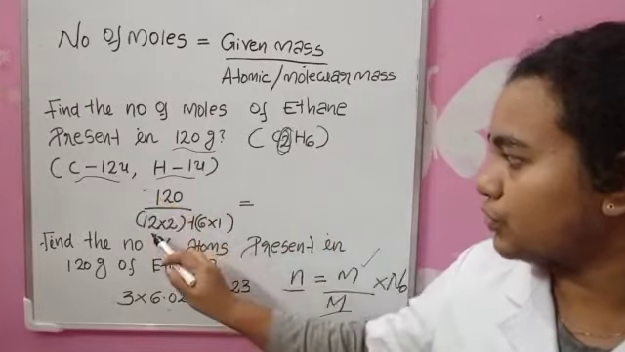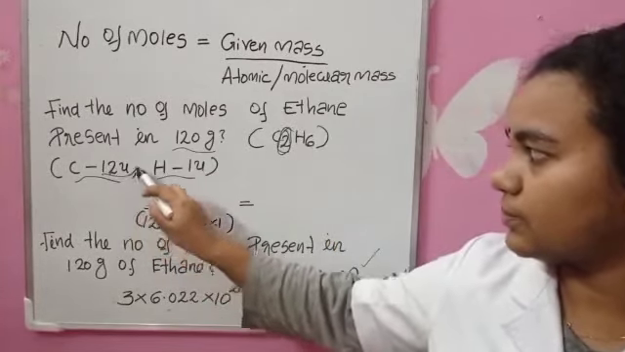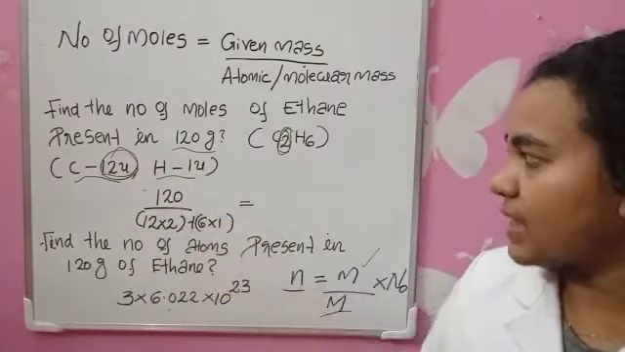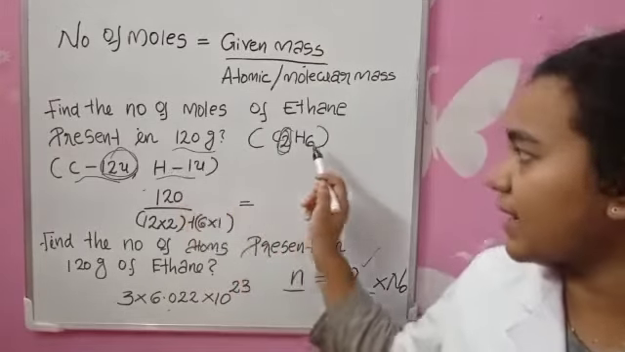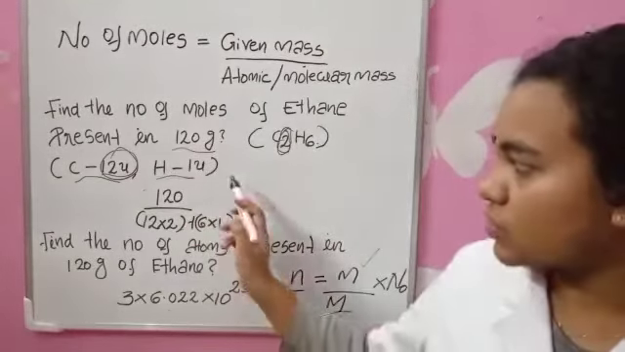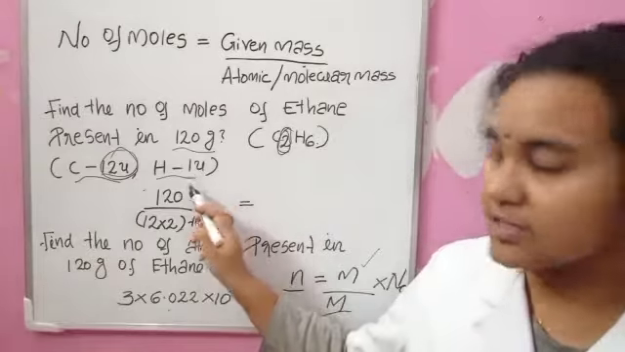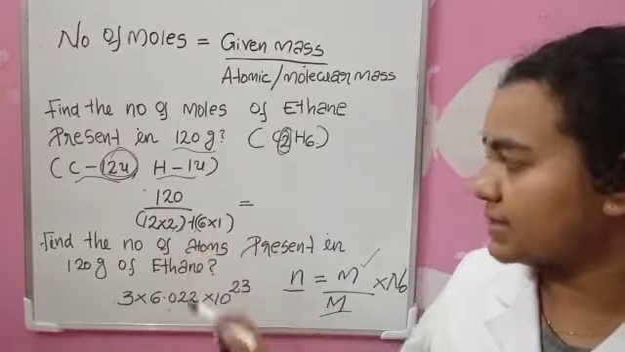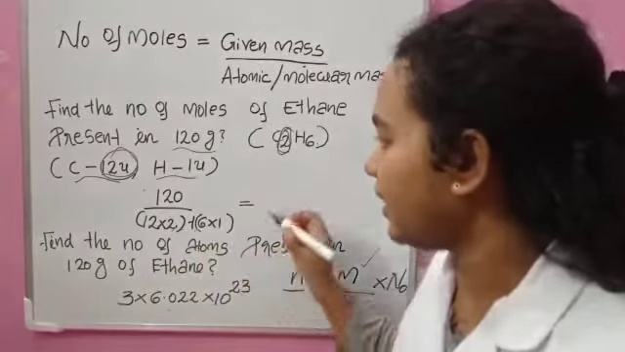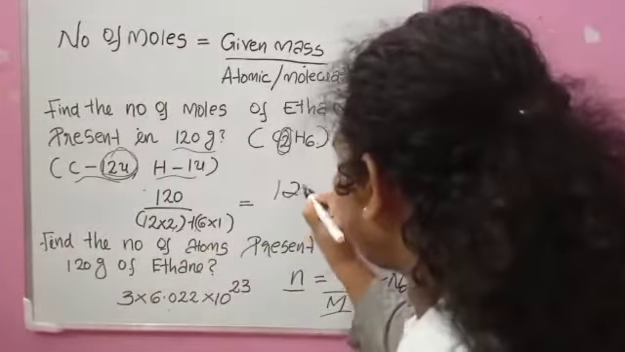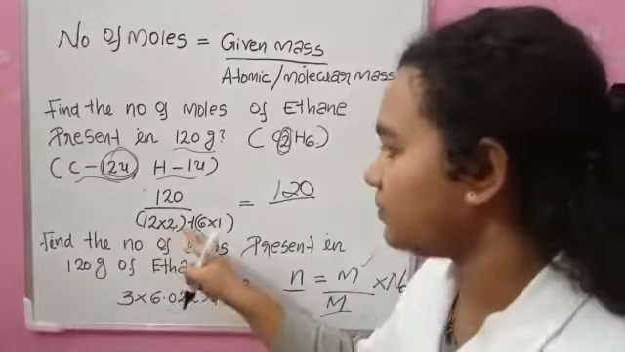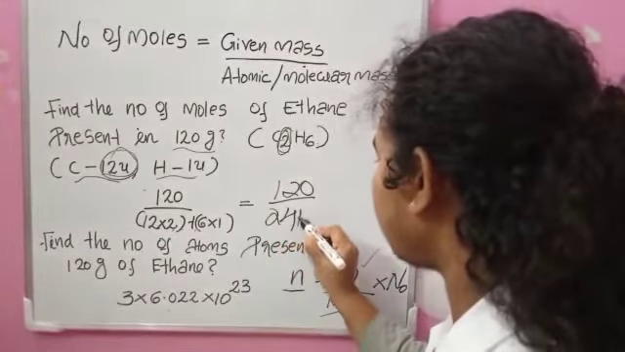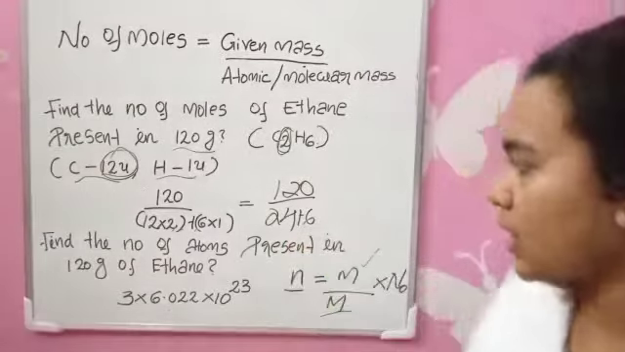So 12 into 2, because the atomic mass of carbon is 12 units. Plus, how many hydrogen atoms are there? 6 hydrogen atoms. What is the atomic mass of hydrogen? 1 unit. So 6 into 1. So 12 into 2 plus 6 into 1. We have to calculate that. 12 into 2 is 24. 24 plus 6 is 30.